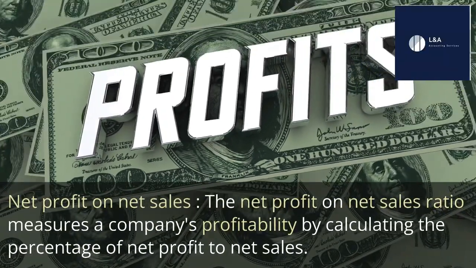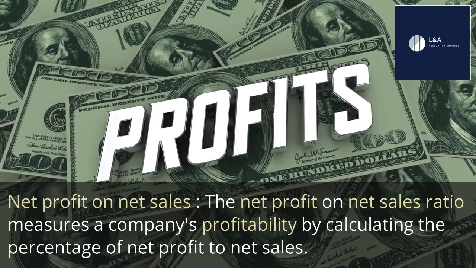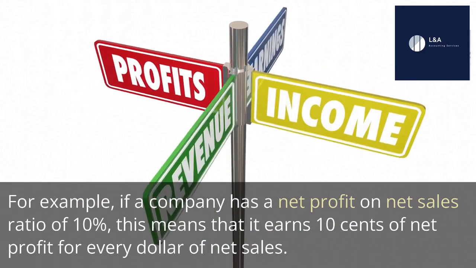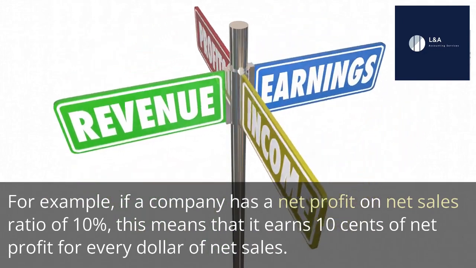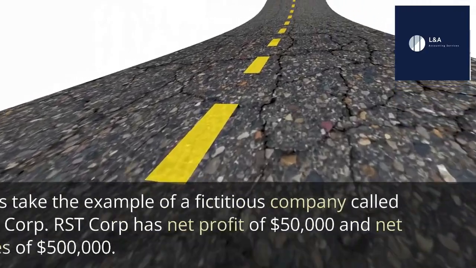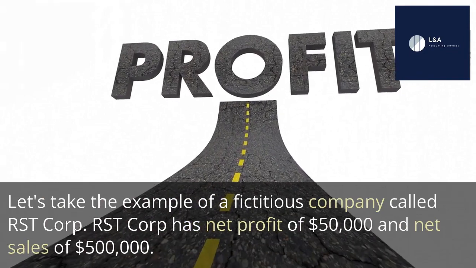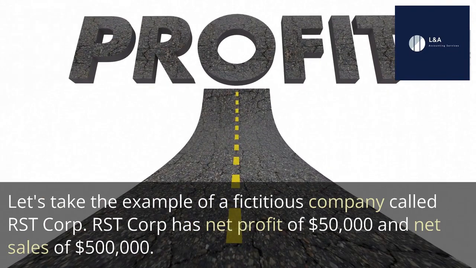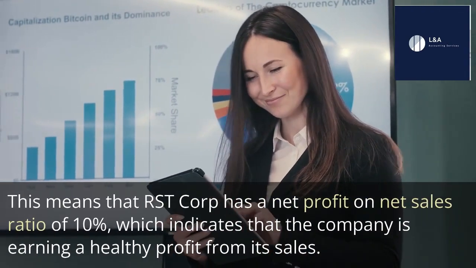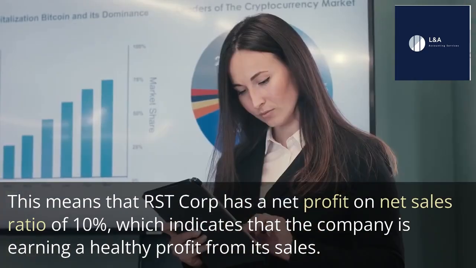Net profit on net sales. The net profit on net sales ratio measures a company's profitability by calculating the percentage of net profit to net sales. For example, if a company has a net profit on net sales ratio of 10%, this means that it earns 10 cents of net profit for every dollar of net sales. Let's take the example of a fictitious company called RST Corporation. RST Corp has net profit of $50,000 and net sales of $500,000. This means that RST Corp has a net profit on net sales ratio of 10%, which indicates that the company is earning a healthy profit from its sales.